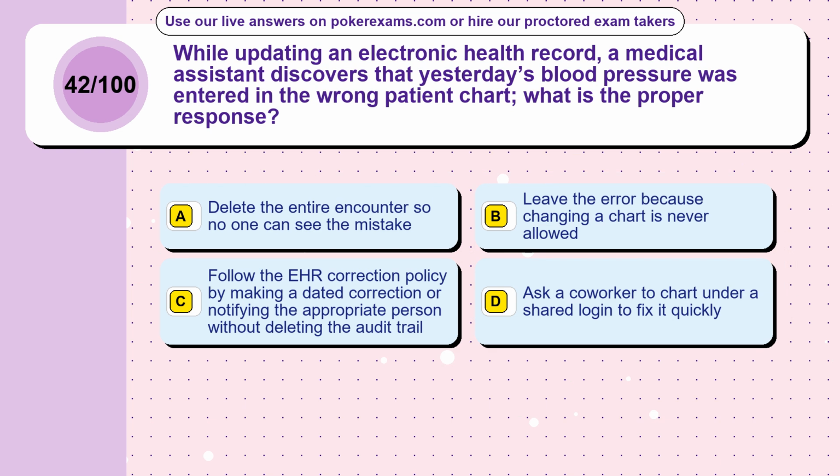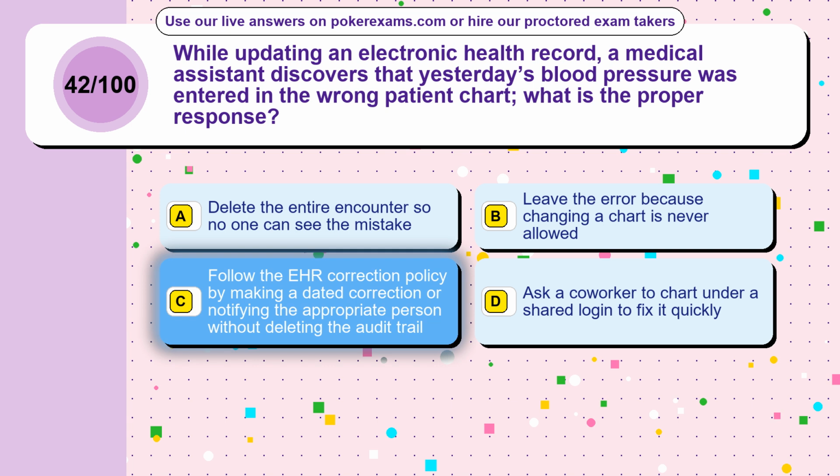Question 42. While updating an electronic health record, a medical assistant discovers that yesterday's blood pressure was entered in the wrong patient chart. What is the proper response? Option A. Delete the entire encounter so no one can see the mistake. Option B. Leave the error because changing a chart is never allowed. Option C. Follow the error correction policy by making a dated correction or notifying the appropriate person without deleting the audit trail. Option D. Ask a coworker to chart under a shared login to fix it quickly.